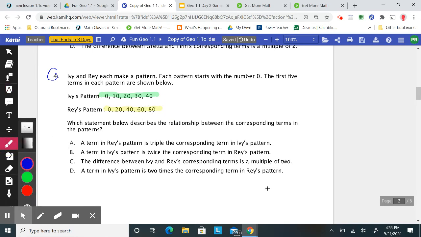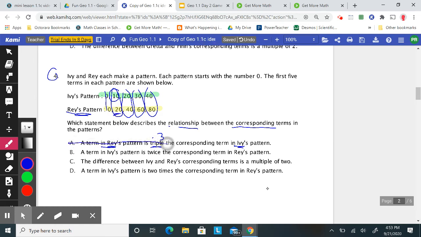So we're supposed to look at the relationship between the corresponding terms, not counting the 0 and the 0, but look at the 10 and the 20 and the 40, 30 and 60, 40 and 80. A term in Ray's pattern is triple the corresponding term in Ivy's. Triple means to multiply by 3. So if you go to Ivy's pattern, there's a 10. If you triple it, you get 30, but Ray's pattern is 20.